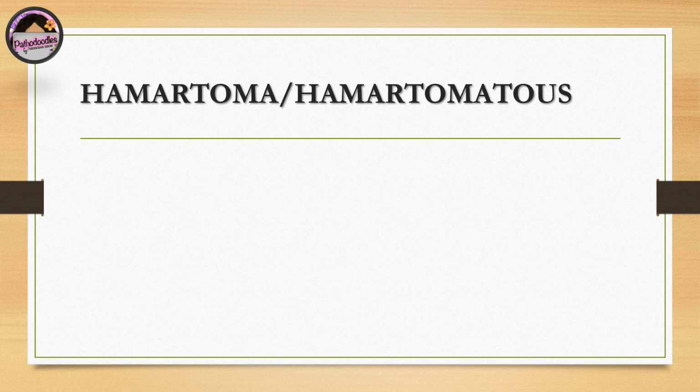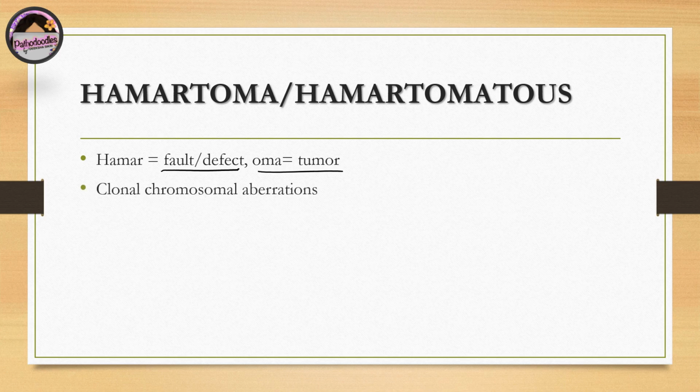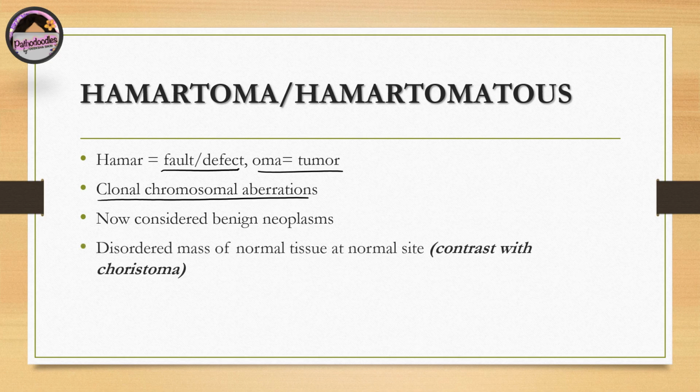Next, hamartoma. Now, hamartoma can be broken down into two terms: hamart, which means fault or defect, and oma, which means tumor. Now, initially thought to be a developmental anomaly, now we think that it should be called a benign neoplasm because of some clonal chromosomal aberrations. Now, hamartoma and choristoma are two terms that everyone normally confuses. So let's see if we can differentiate them. Hamartoma is a disordered mass of normal tissue at normal site. This is a very important point.